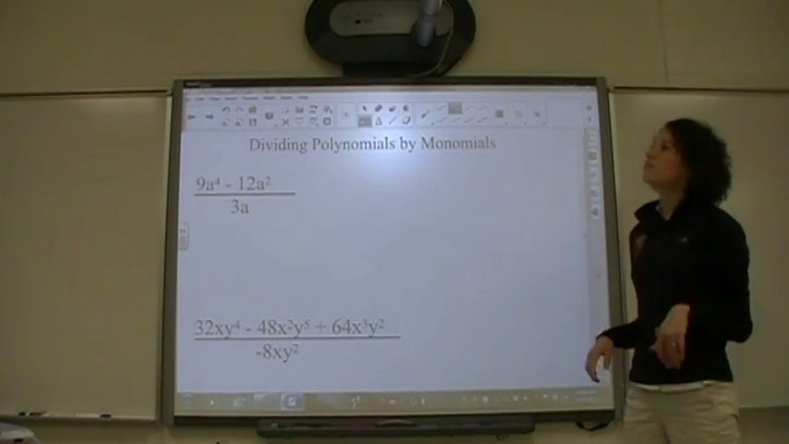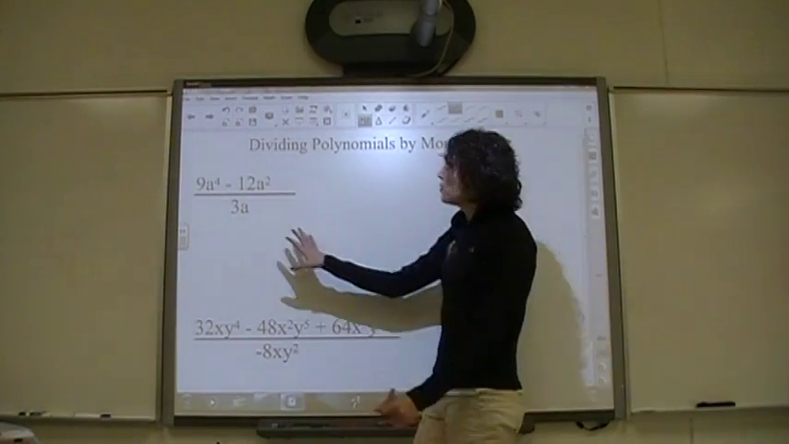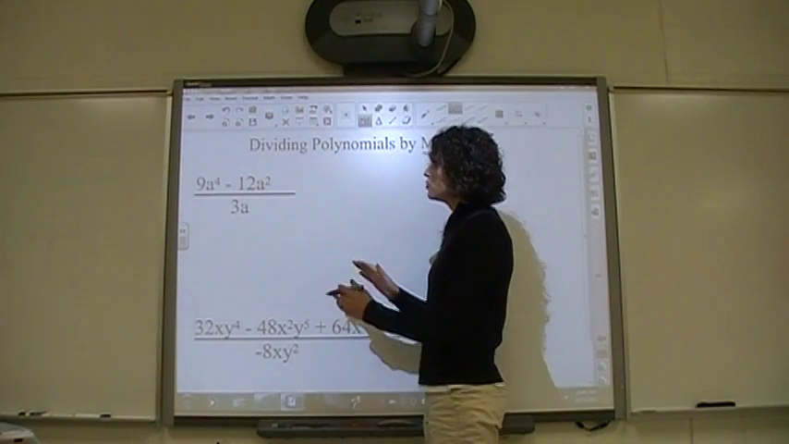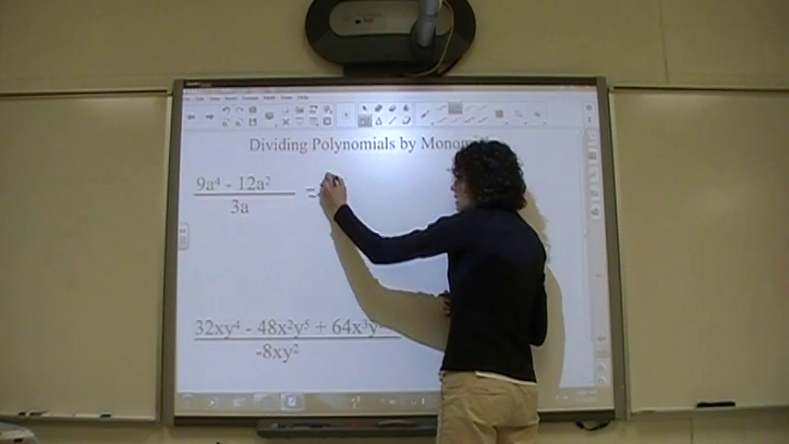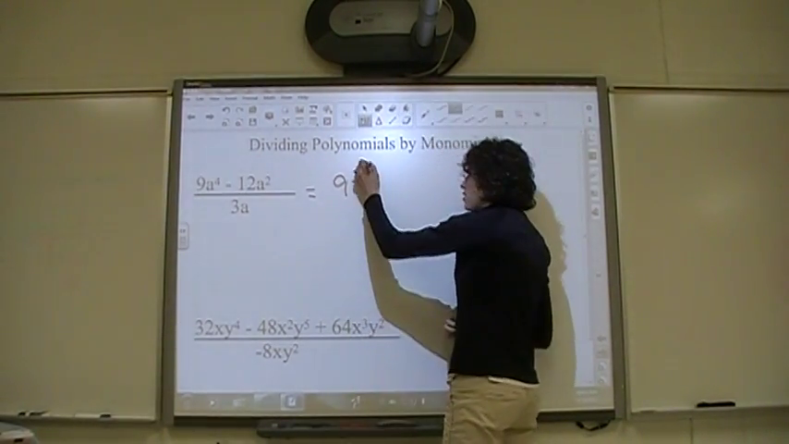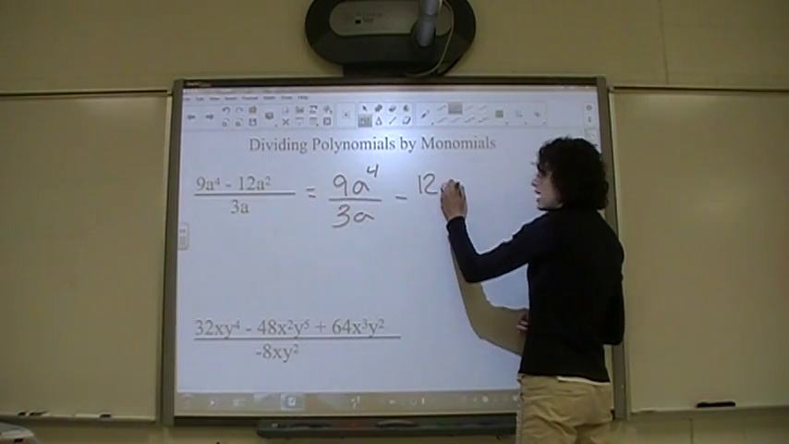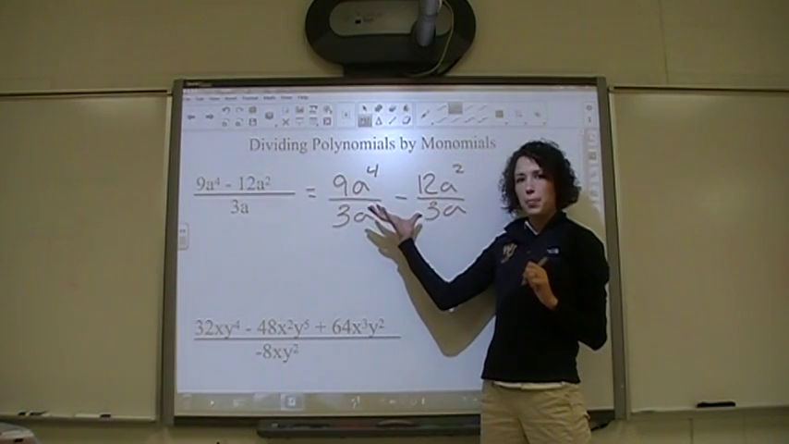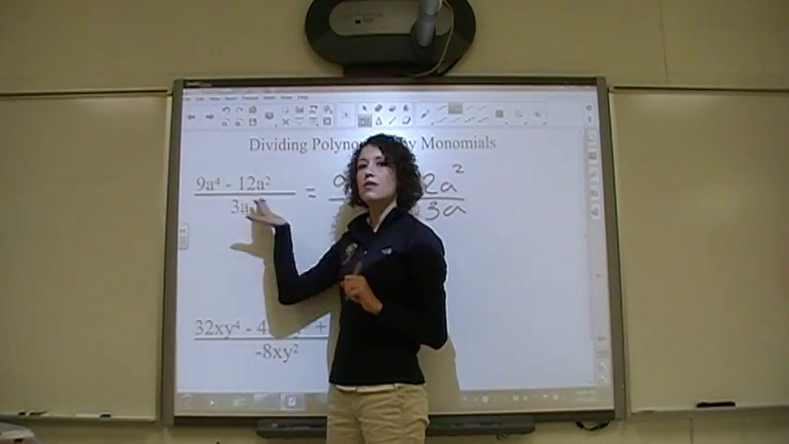All right, let's go ahead and look at dividing polynomials by monomials. So now we've got 9a to the 4th minus 12a squared all over 3a. What you want to do is take this and split it up. I want you to write this as 9a to the 4th over 3a, then minus 12a squared over 3a. You want to split these up, because you cannot just take this 3a and cancel it out of one of them. You have to cancel it out of both of them.